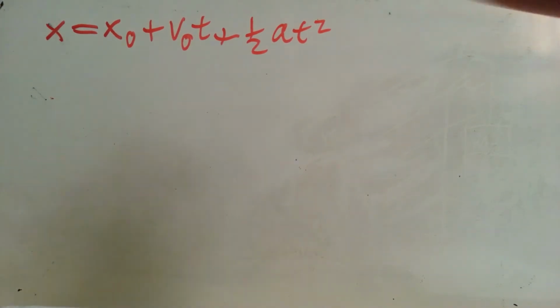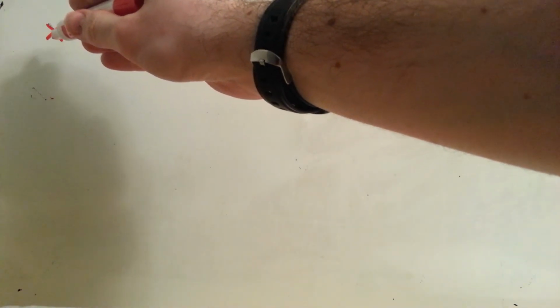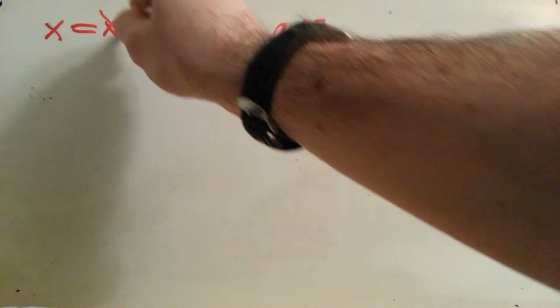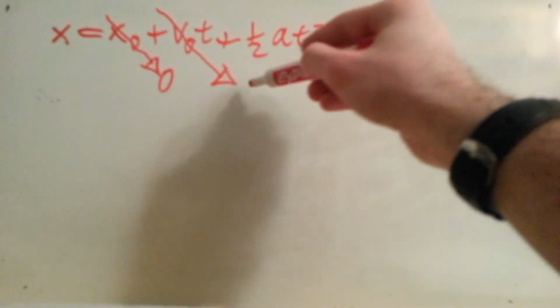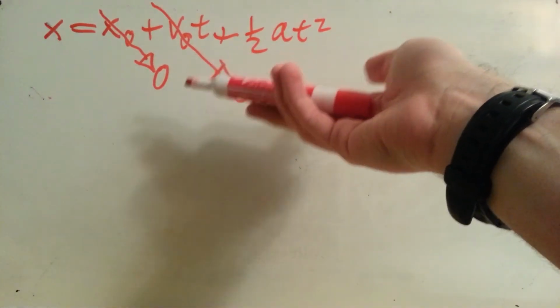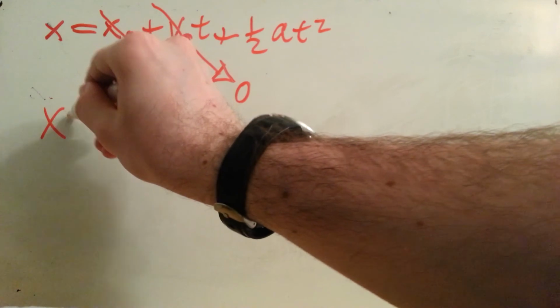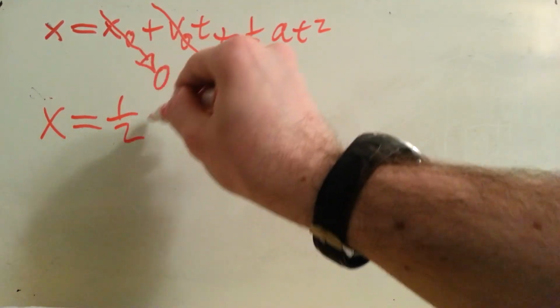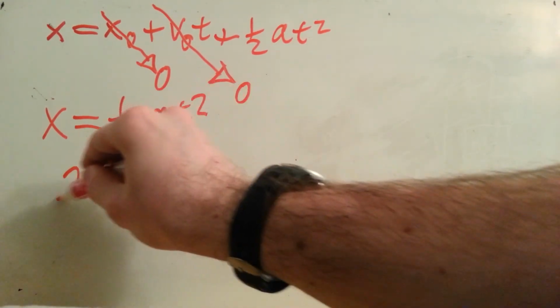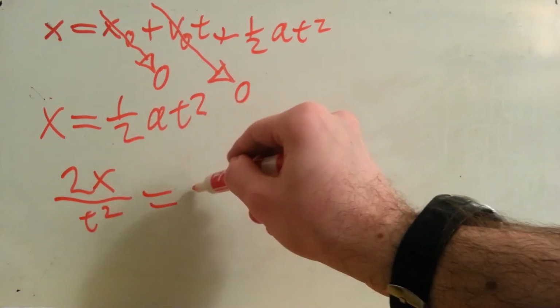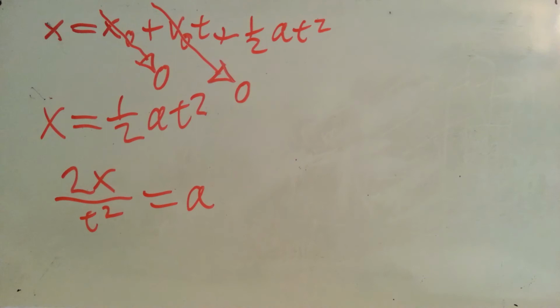Okay. We have x. That was one of our givens at the beginning of the problem. And we have t. This, x naught, we know is 0, because there was no initial position given. And v naught is equal to 0, because the system started from rest. Also given in the problem. So x is equal to 1/2 a t squared. 2x divided by t squared is equal to your acceleration. So plug that back in to the equation we got a minute ago for m2, and you are done.